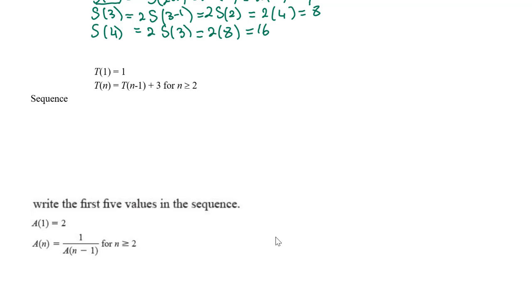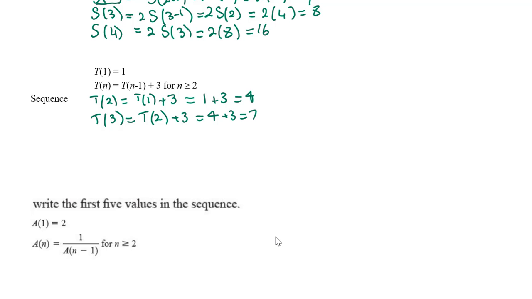Let's see this example here. T1 is defined as 1 and Tn uses the previous one, Tn minus 1, and adds 3 to it. So if I need T2, I'm going to say it's T of 1 plus 3. T of 1 is 1, plus 3 is 4. T3 uses the previous one, T2 plus 3. That means 4 plus 3, which is 7. T4 is T3 plus 3, which is 10. So as you see, I'm always using the one before and adding 3 to it.